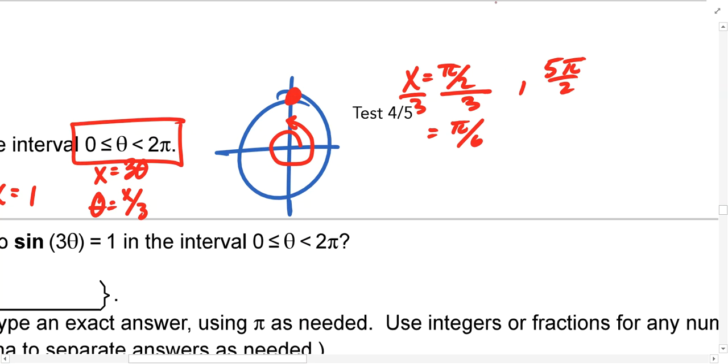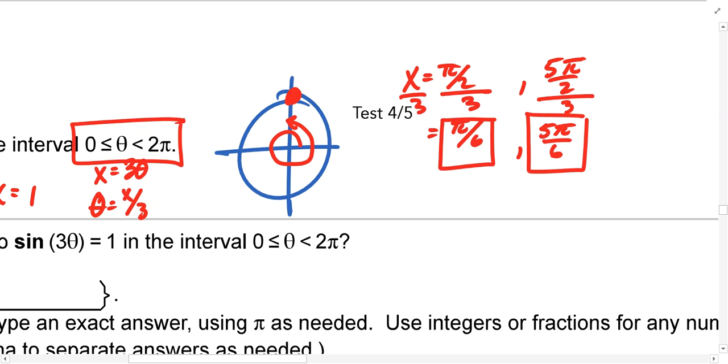But here again, if x was equal to 5 pi over 2, then theta is equal to 5 pi over 2 divided by 3, which gives me 5 pi over 6. And here's another angle. This is another angle that exists inside this domain. And that was one answer.